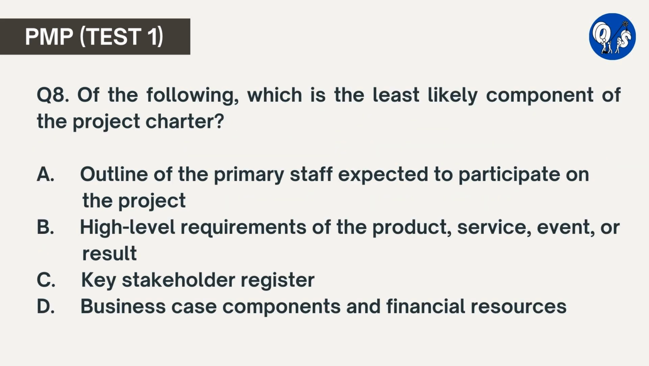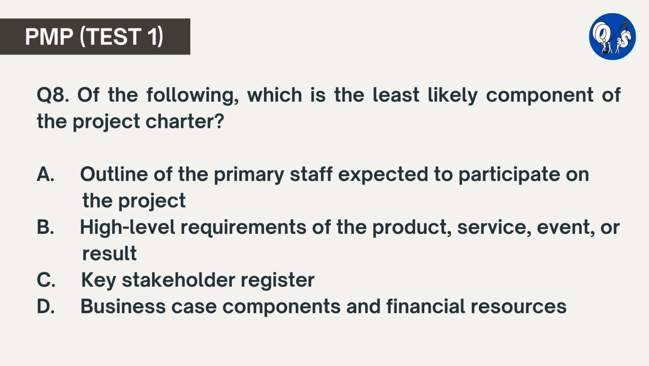Question number 8. Of the following, which is the least likely component of the project charter? A. Outline of the primary staff expected to participate on the project. B. High-level requirements of the product, service, event, or result. C. Key stakeholder register. D. Business case components and financial resources. The correct answer is A.